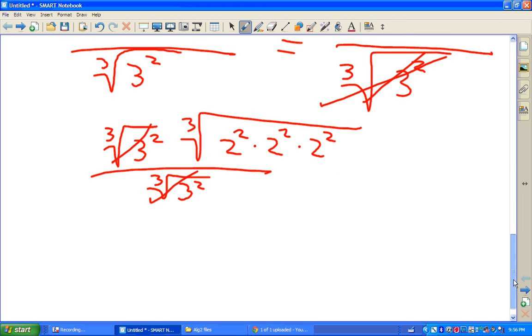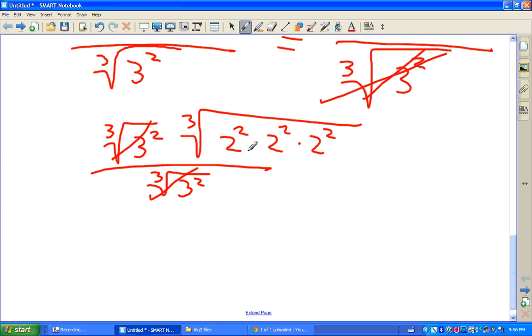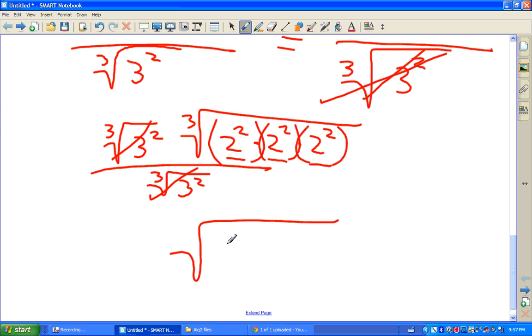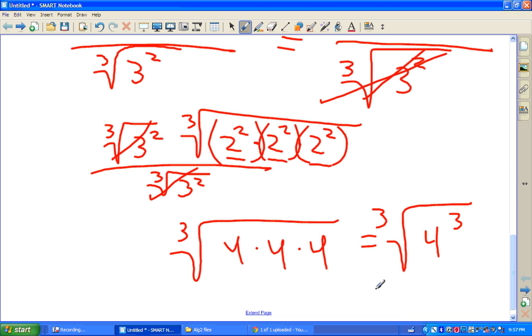Okay, so where does that leave us? Well, that's some object or some variable, some number cubed, because it's this times this times this. So it helps you better to see it like this. Anytime I've got three things multiplied together, you can write them as 4s if you want. I've got 4 times 4 times 4. If I take the cube root of anything cubed, that's 4 cubed. Well, it comes out as what? 4. That's my final answer.